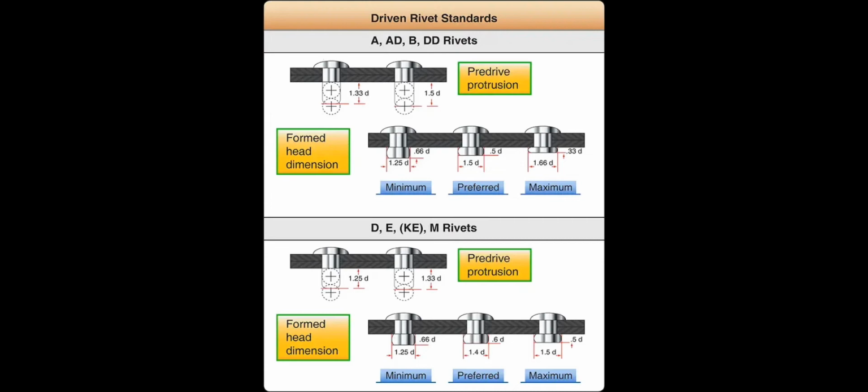What are the proper dimensions for the shop head of a rivet? The shop head is the squish part, 1.5 times the diameter in width, and half times the diameter in height, after bucking.